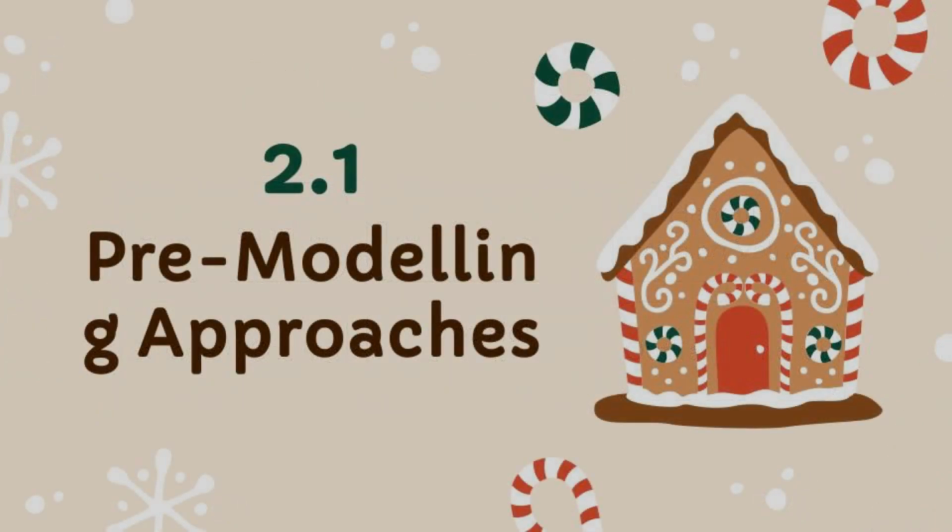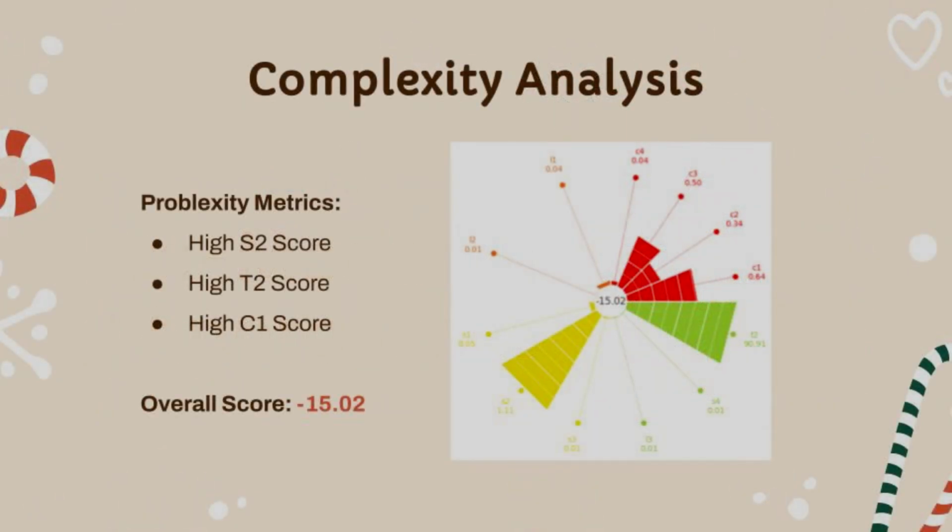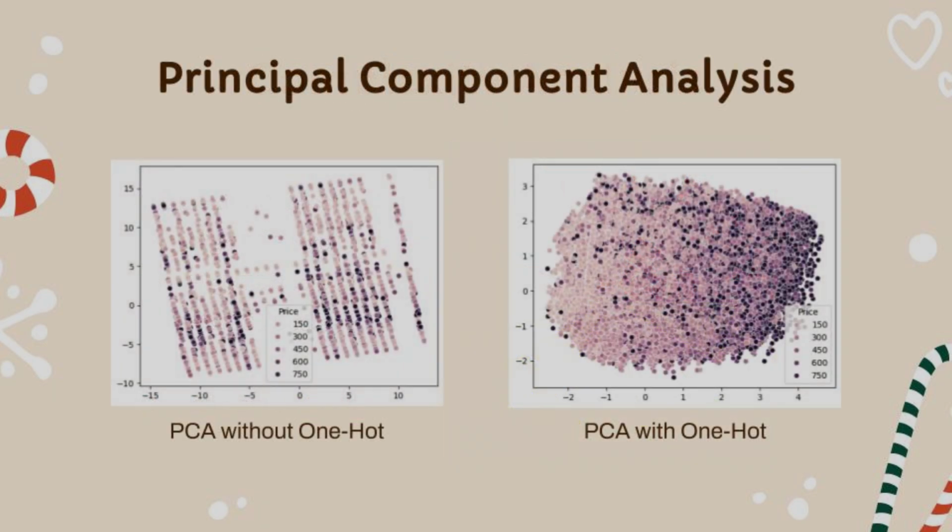Let's now talk about pre-modeling XAI techniques. To understand our dataset characteristics, we use ProbeXity, an open-source data complexity analysis library. And after running the report function, we can clearly see three main complexity scores. The S2 score, which measures feature similarity for instances with similar outputs. The T2 score, which evaluates decision boundary complexity. And the C1 score, which assesses dataset sparsity. All these scores suggest that we need advanced and non-linear modeling techniques to understand our data.